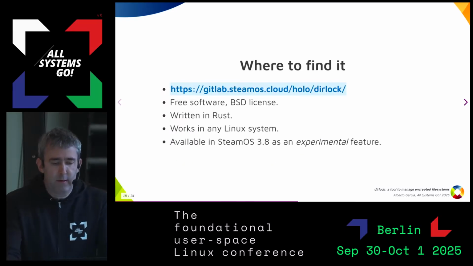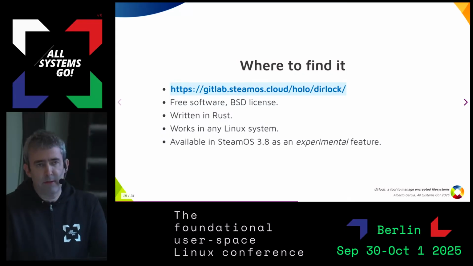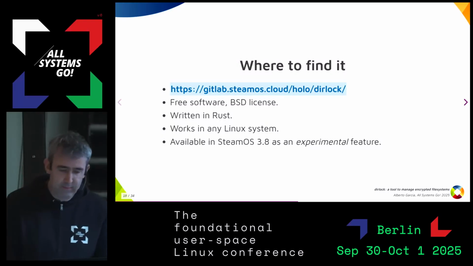The code is free software, under a BSD license. It's published in the SteamOS GitLab instance. It's written from scratch in Rust. It works on any Linux system. There's nothing specific to SteamOS in it. If you are using SteamOS, it's already pre-installed in the 3.8 preview releases, although it's opt-in and experimental, so you have to enable it manually. In the wiki, there's information about how to do it.